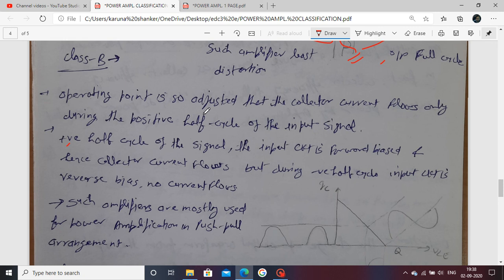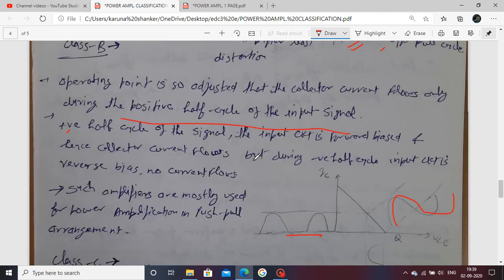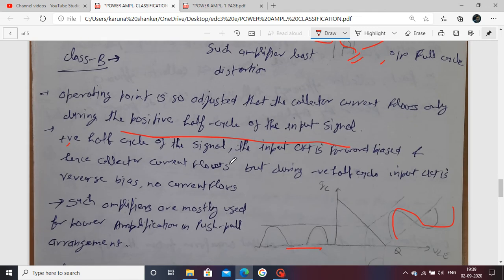The operating point is adjusted so that the collector current flows only during the positive half cycle of the input signal. Overall you see here that if a complete cycle of input is applied, the output comes in a half cycle, meaning current flows for 180 degrees. This indicates that only in the positive half cycle is the base-emitter forward biased, so only the positive half cycle is amplified by the transistor, and the negative cycle is reverse biased. No output comes in reverse bias. This is the class B power amplifier, also written in the working operation.